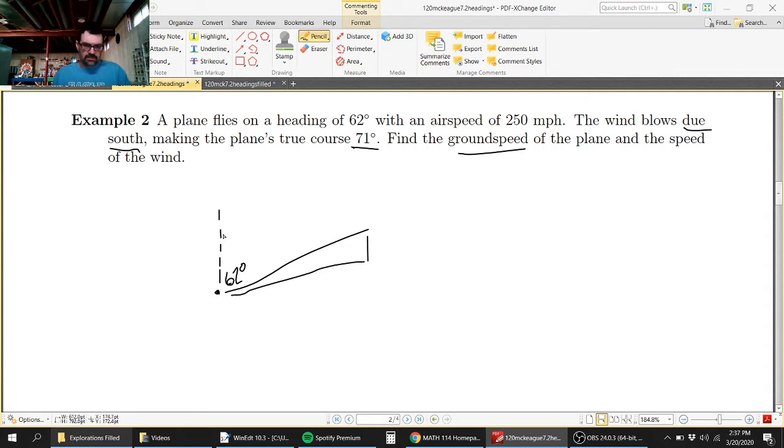So this angle is 62. Oops. This angle, all the way to the bottom side of the triangle, that's 71 degrees. So this is 250, and this we don't know, and that is not where 250 goes. 250 goes up here. All right. So we've got to turn these measurements into some angles in the triangle, and then we'll be able to use our triangle solving methods to figure out some things. When we want ground speed, that means we want the length of this side, and speed of the wind means we need the length of that side, the one that represents the wind vector.